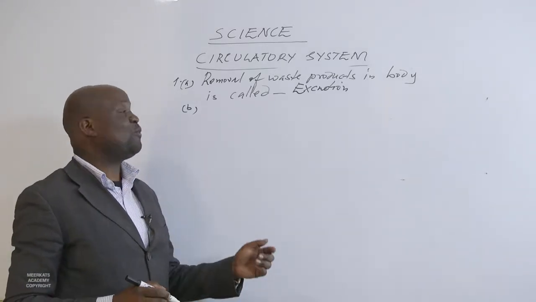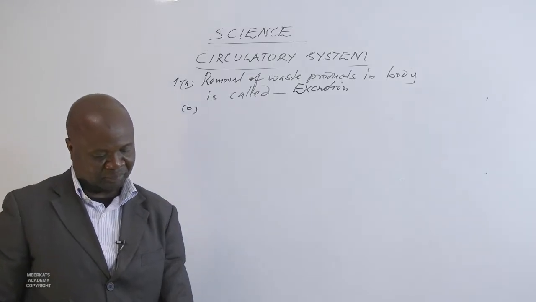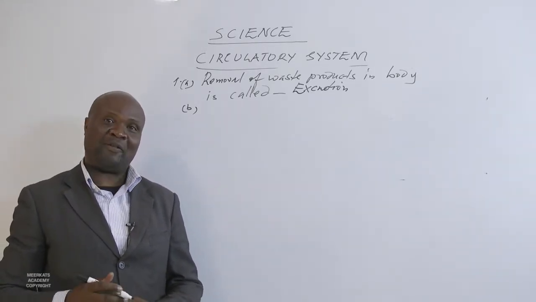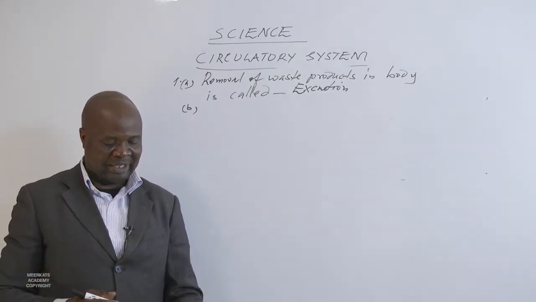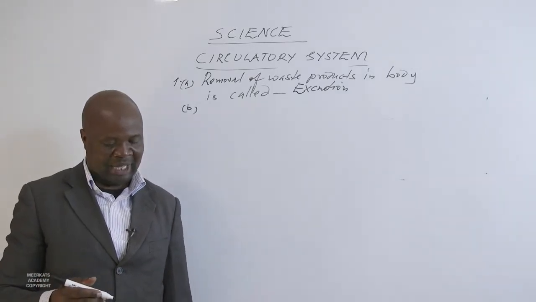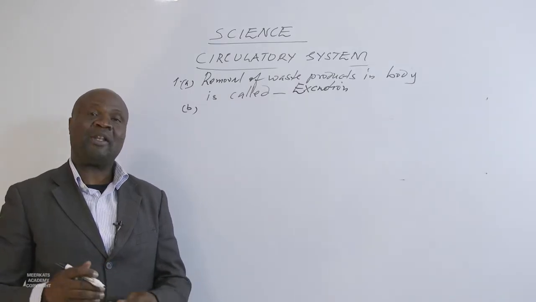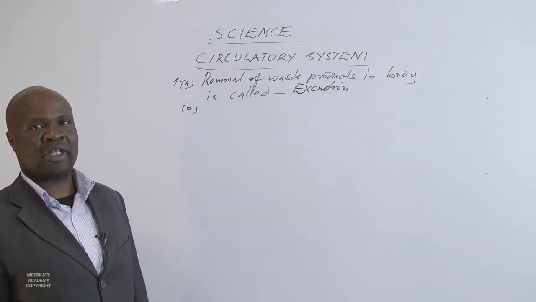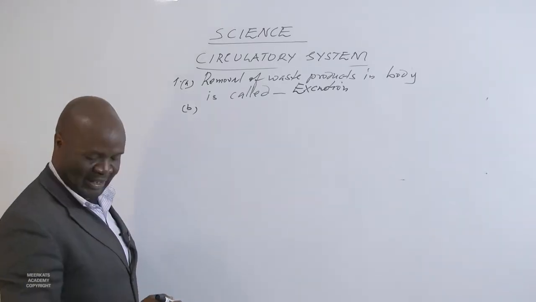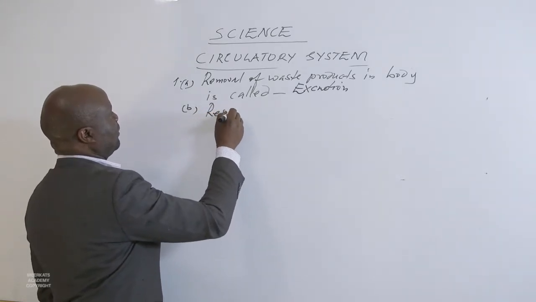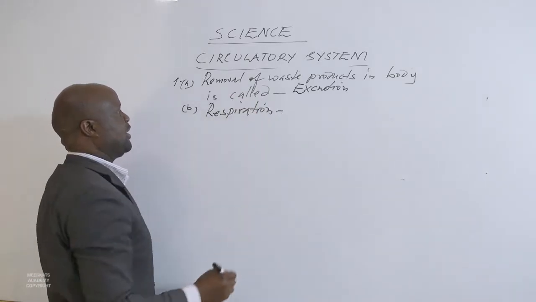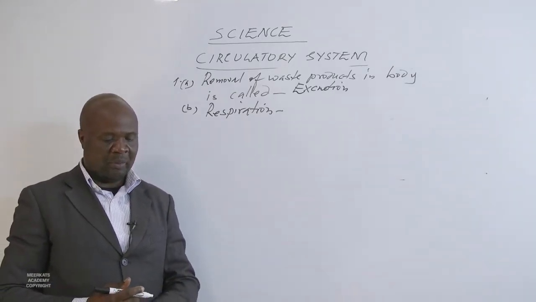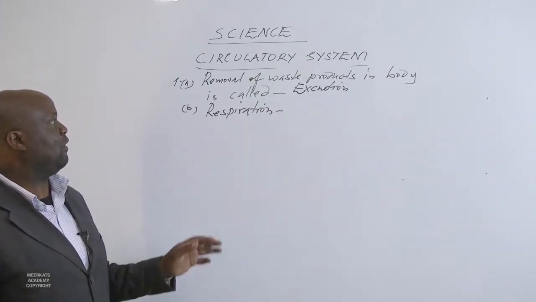We can also have question 1B to tempt our memory. What process do we call the following process: the process of breaking down food particles and releasing energy. What process is that? We are saying the chemical breakdown of food to release energy, and we know it is not only energy, it's energy, carbon dioxide, and water. Such a process, we call it respiration. So respiration is a chemical process whereby food particles are broken down to release energy, water, and carbon dioxide.